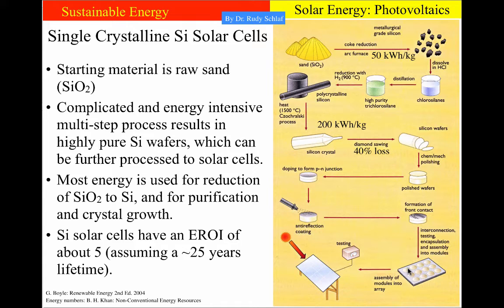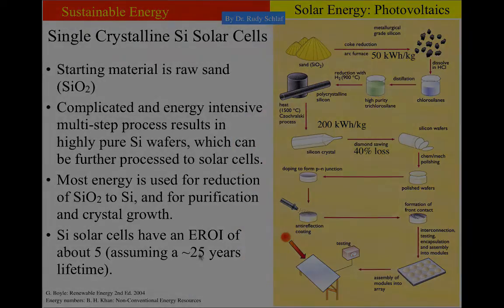So you see that a lot of energy is going into making solar cells in the first place, and this has the consequence that silicon solar cells, at least single crystalline solar cells, have an energy return on investment of only about 5. So this means if you have a 25-year lifetime, about 5 years are being used to simply pay back the energy that it costs to make the solar cells.